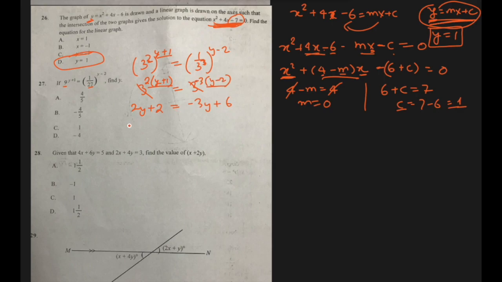So let's bring 3y to the other side. 2y plus 3y equal to 6 minus 2. 5y is equal to 4. So y equal to 4 over 5, positive. Yes.